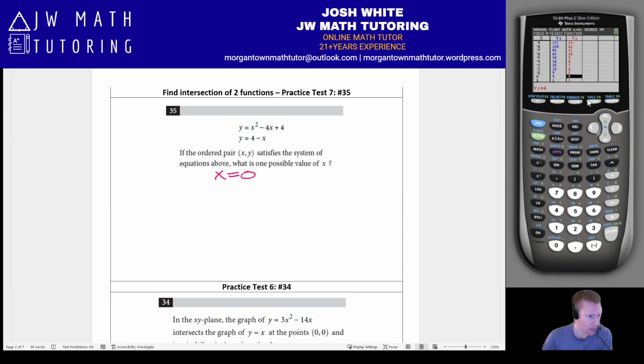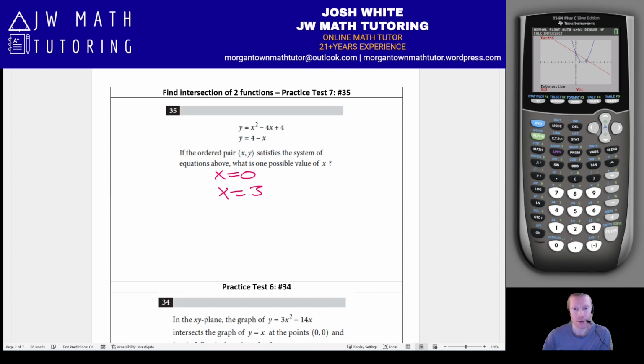Now to find the other possible answer, which is right down here, we'll go back to the calculate menu. We will go down to intersect. The first curve is still the blue one. The second curve is still the red one. So I just hit enter. Now for guess, I'll just move closer, down to this point. So I'll go ahead and hit enter, and now it gives me an x value of 3.